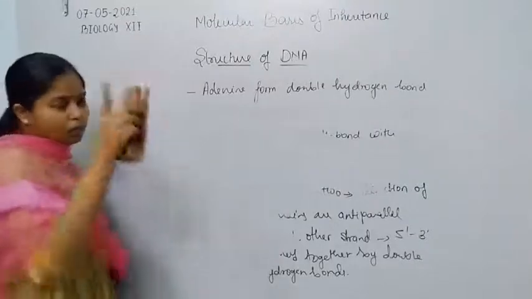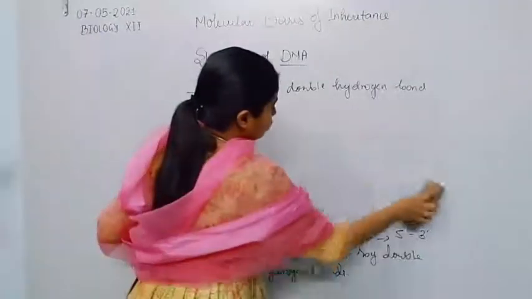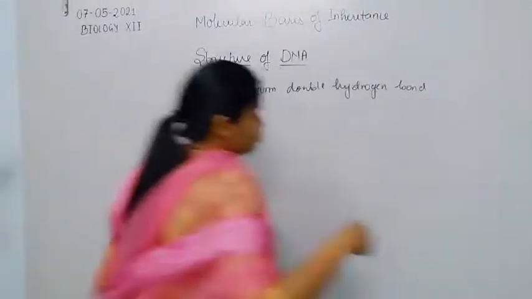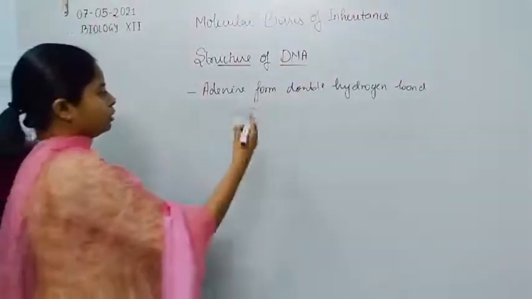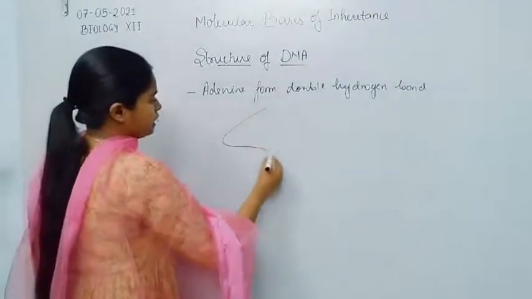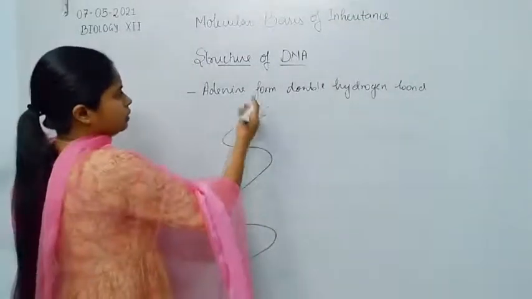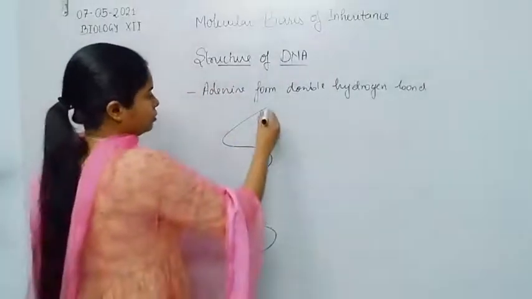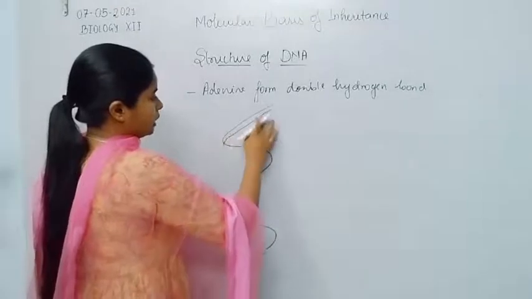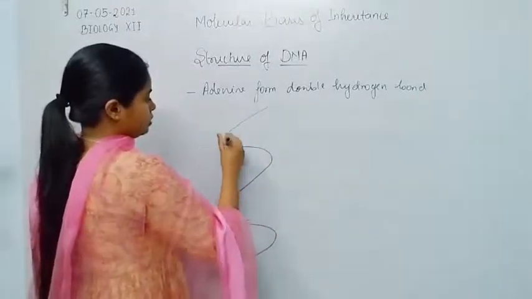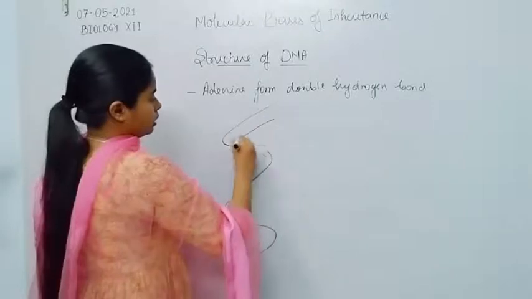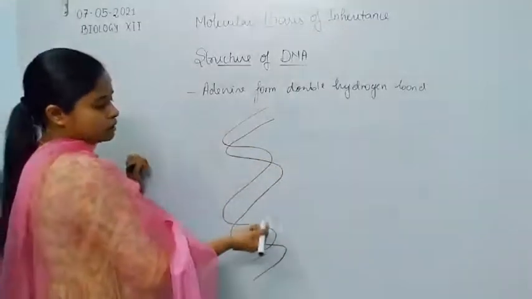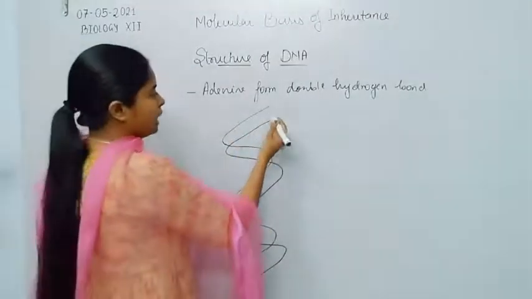What is the coil, the length of coil, and the number of nitrogenous bases. Now if we draw, as we already discussed in the previous class, the structure on the basis of Watson and Crick and X-ray diffraction, we have to study this structure again. Here is the structure of the DNA molecule, the double helical structure.